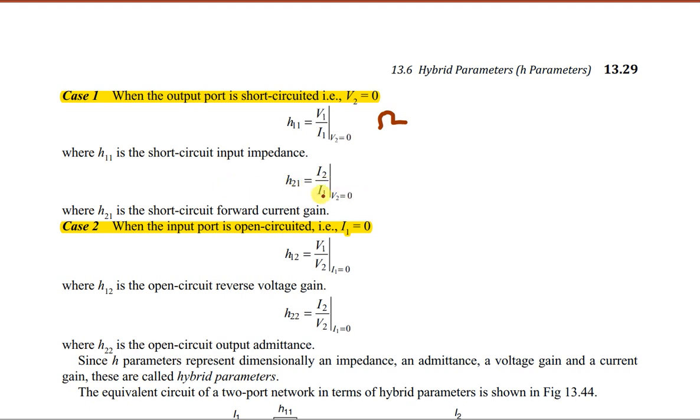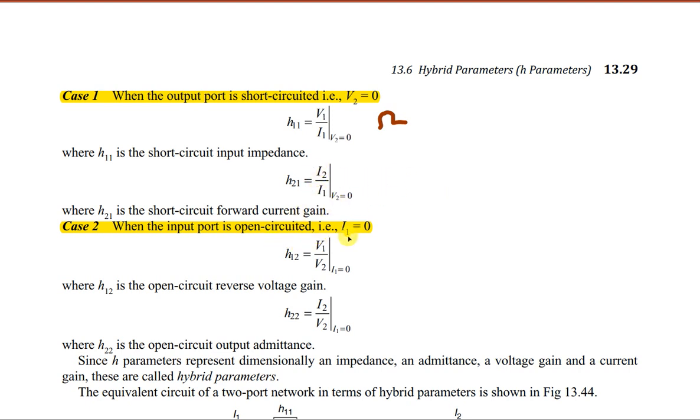When V2 is equal to 0, one more parameter, H21, is I2 by I1. It is output current by input current, and it is the forward current gain, like HFE in a transistor, which means the current gain beta. So this is forward current gain. It has no unit because it is current by current.